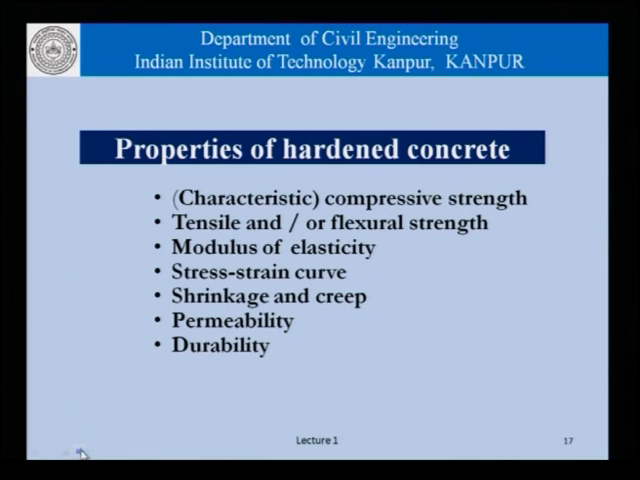As far as hardened concrete is concerned, characteristic compressive strength is something we are aware of. Tensile and/or flexural strength is a requirement in certain special cases. Modulus of elasticity, the stress-strain curve, creep, shrinkage, permeability, durability, all these are different properties of hardened concrete, and they need special methods or specific tests to be carried out in order to make sure that the concrete meets the requirements.